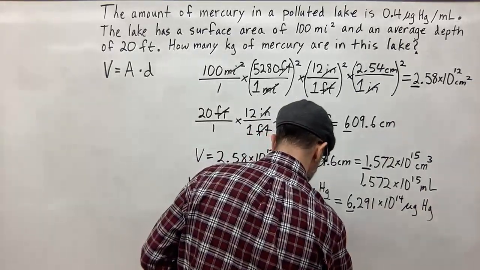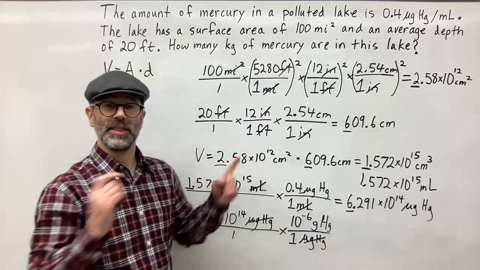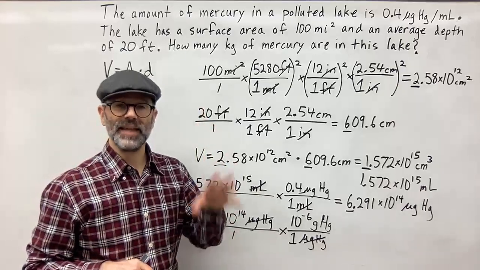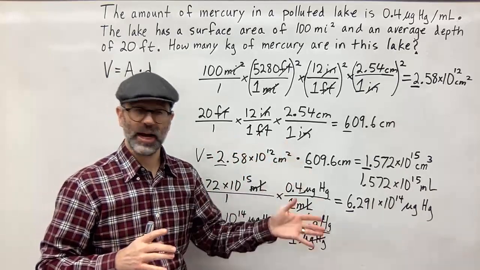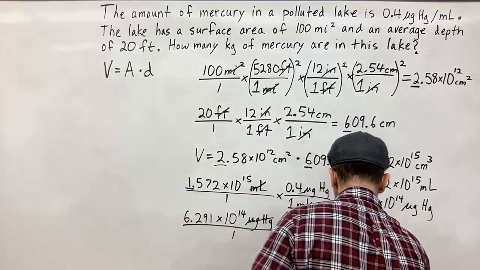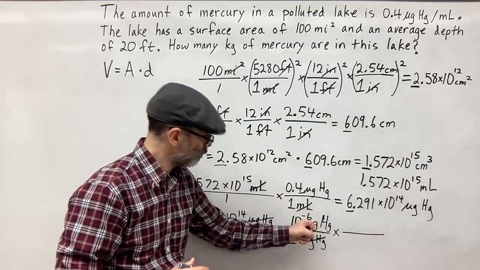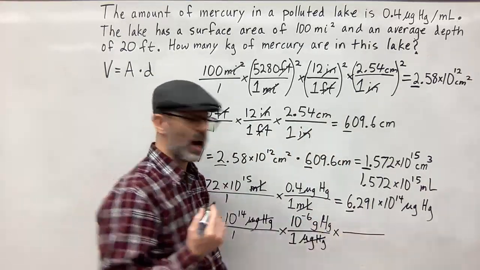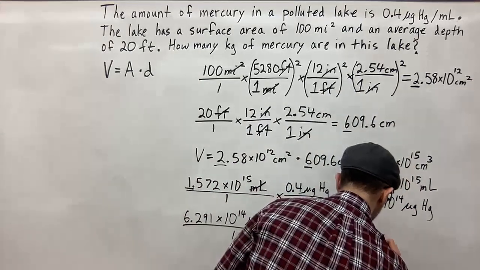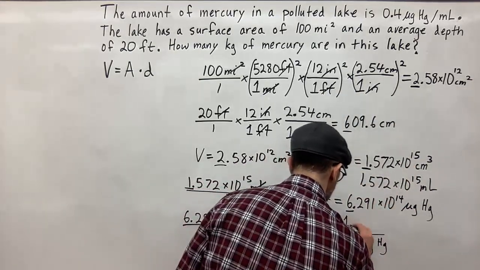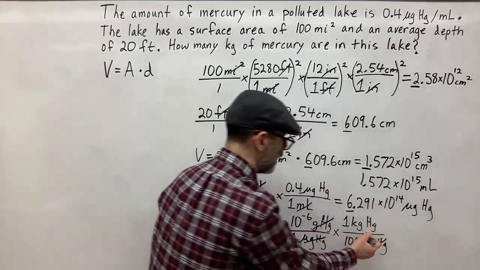And here I have grams of mercury. Now that I have grams, I can use the grams to kilograms relationship. Kilo means 1,000. So if I have 1 kilogram, that means I have 1,000 grams. So now I can use that to convert. I have grams on the top, so I want to put grams on the bottom. So 1,000 grams on the bottom, 1,000 grams of mercury, and 1 kilogram of mercury on top. So grams cancels out. I have my kilograms of mercury.